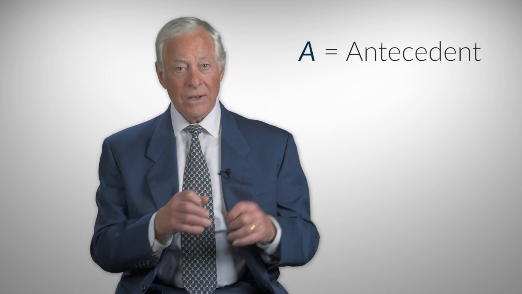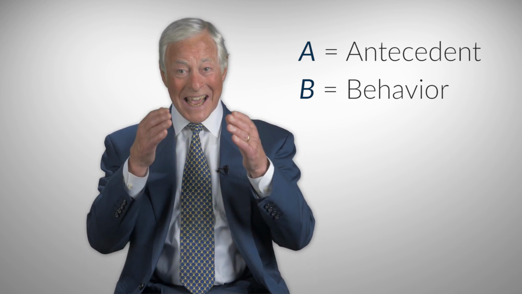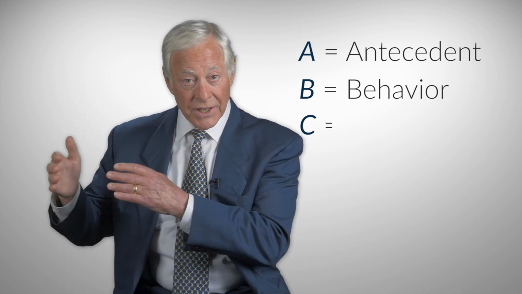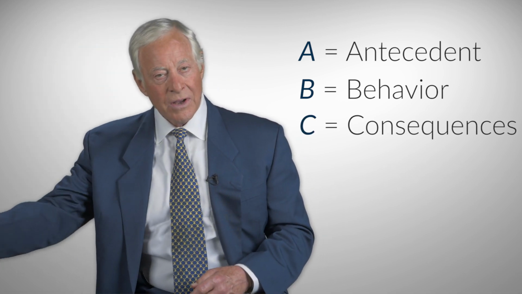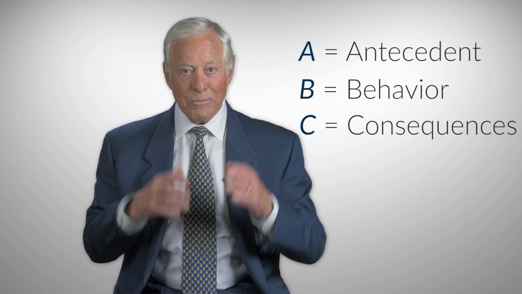The A in ABC stands for antecedent, and these are the things that come before an event, activity, or decision. B stands for the behavior that an individual engages in as the result of a stimulation of some kind, and C stands for the consequences of that particular behavior based on the antecedent that motivated the behavior.